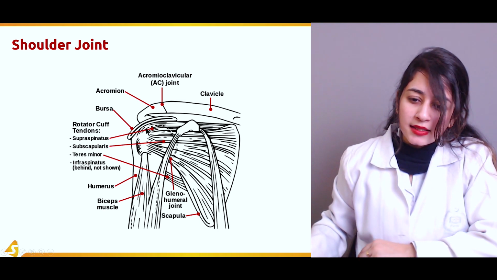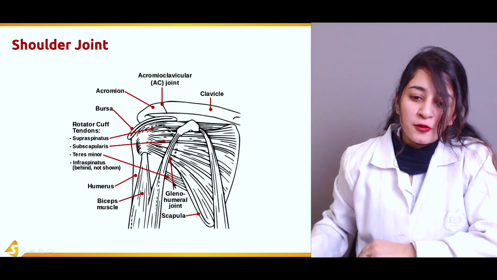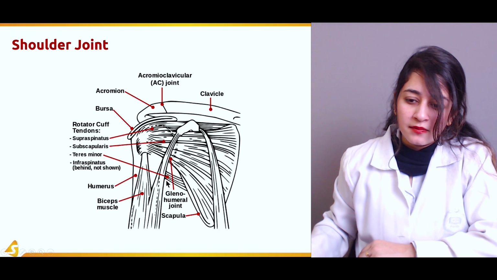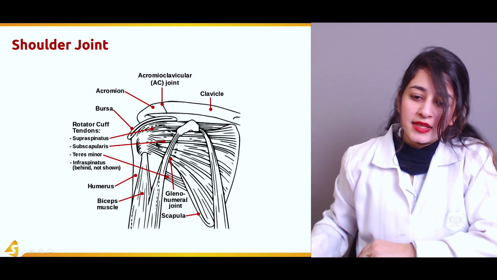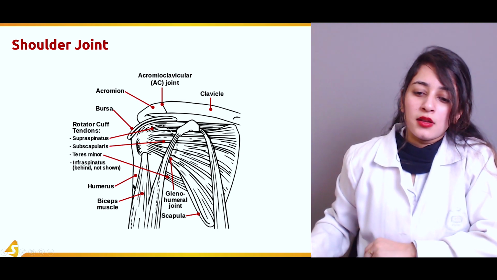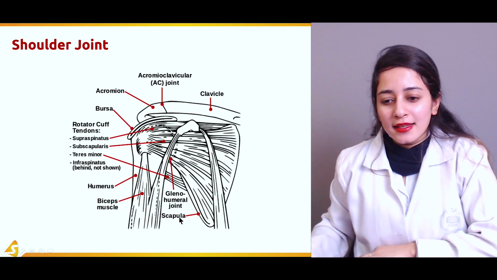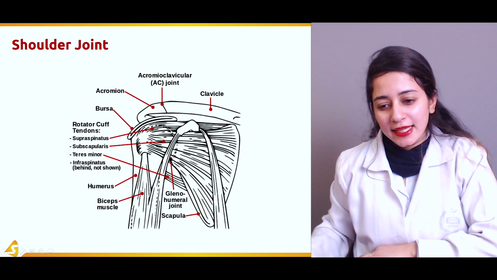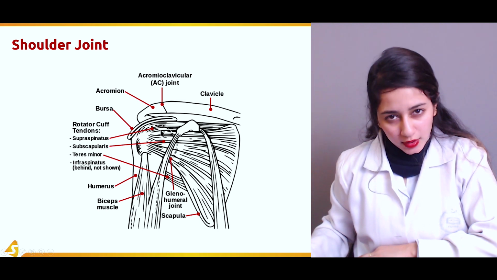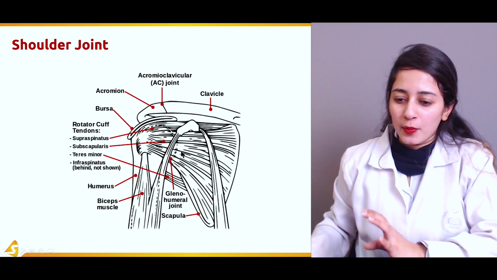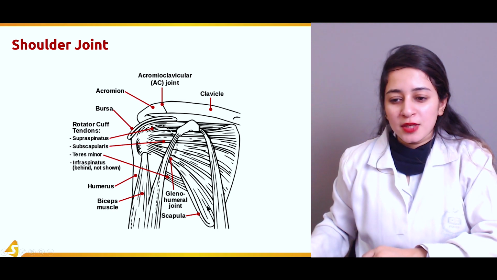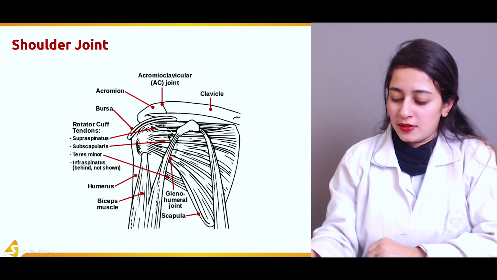This is supraspinatus. Behind it we have the infraspinatus. Then we have the teres minor muscle, and then we have the subscapularis muscle. Then this is the humerus bone, bicep muscles, strong muscles. And then this is the glenohumeral joint here. This dotted line is showing the glenohumeral joint that is forming, and this flap shaped structure of the bone is scapula.